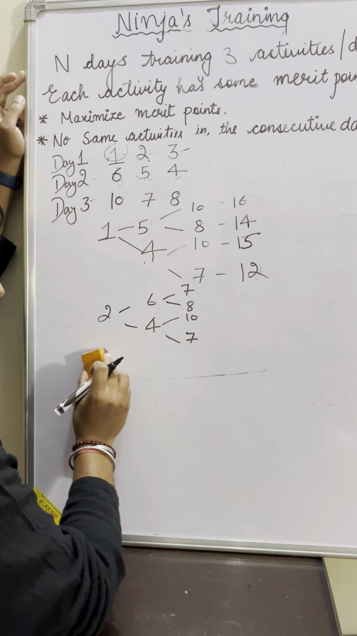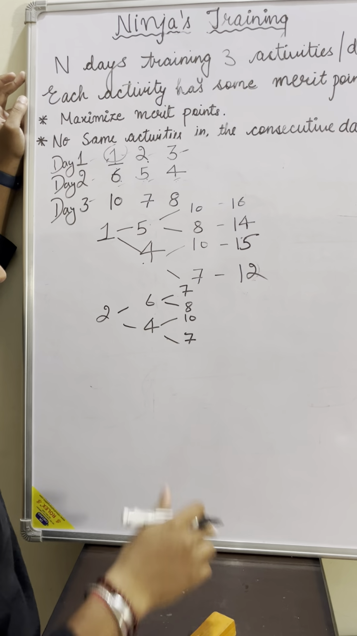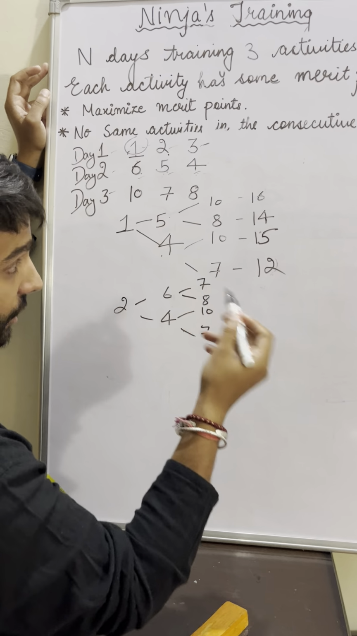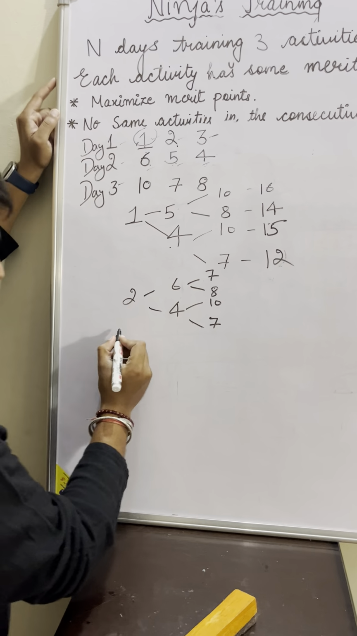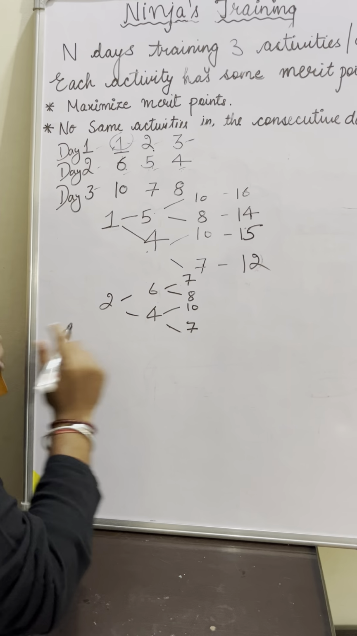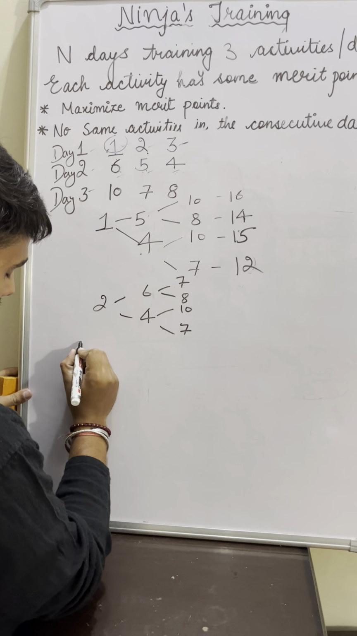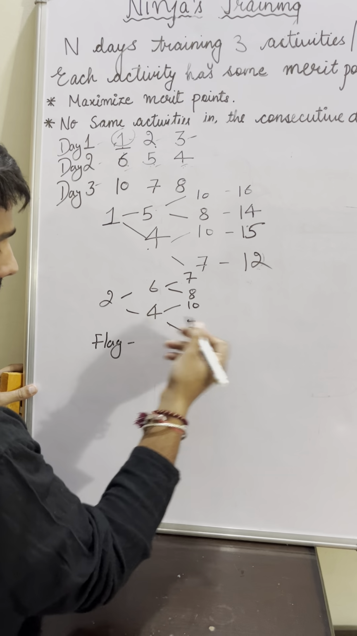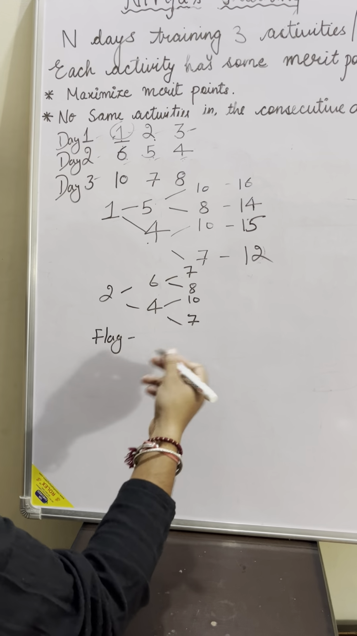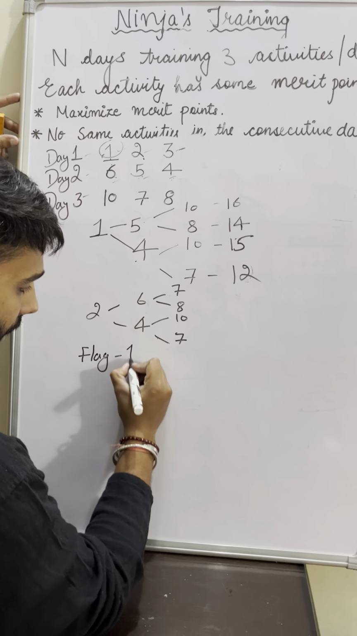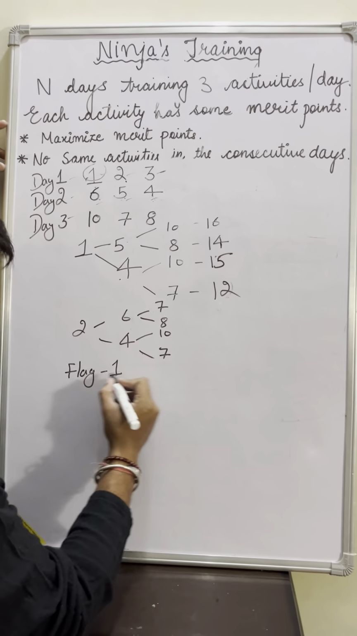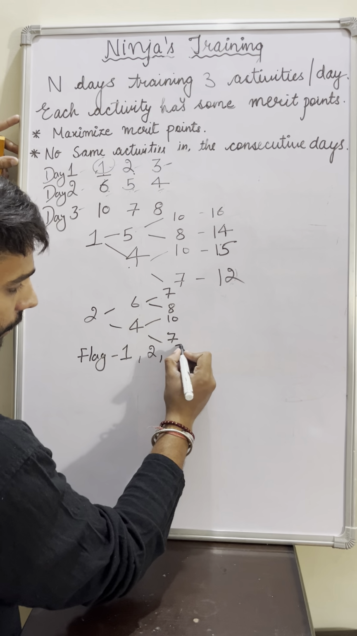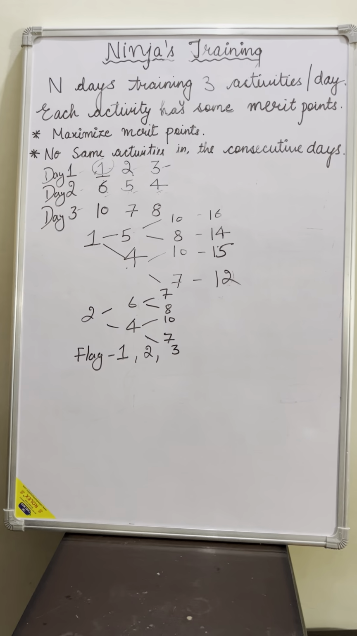Now if we want to find some pattern here, if we see this problem in a recursive way, at each and every point we have some flag value, which you can assume is the current activity. If it's 1, it tells us the current activity we chose is 1. If it's 2, the current activity is 2. If it's 3, the current activity is 3, right?